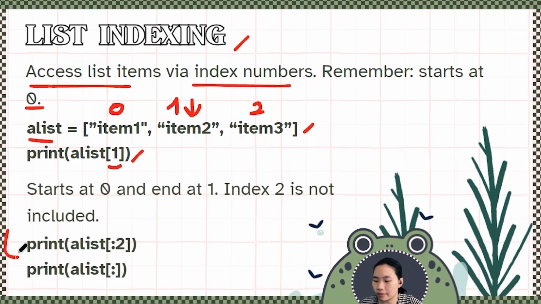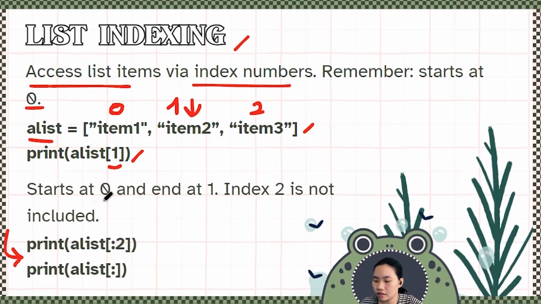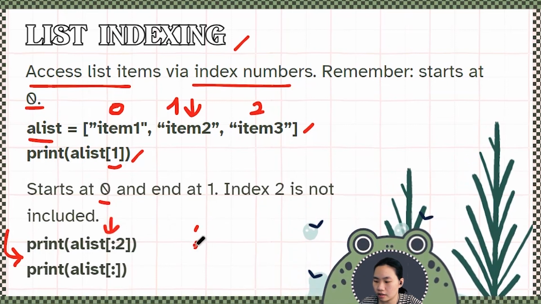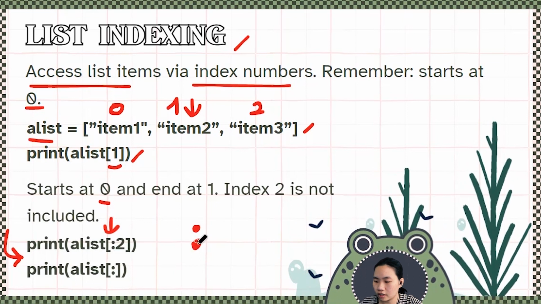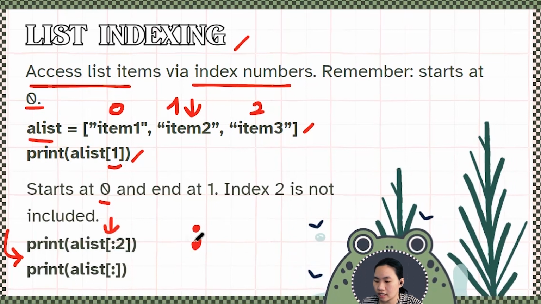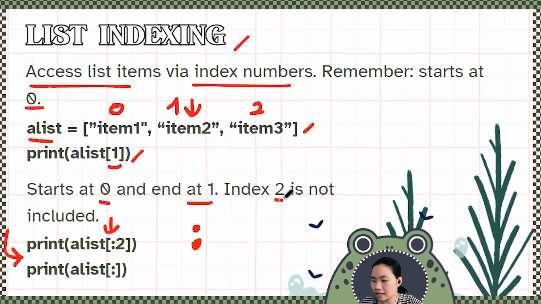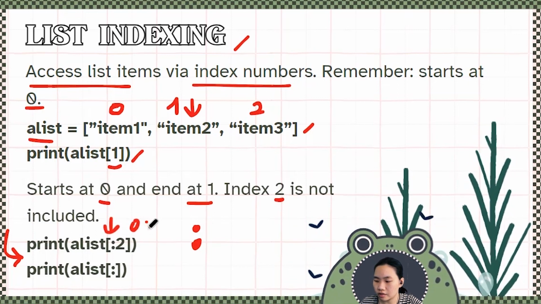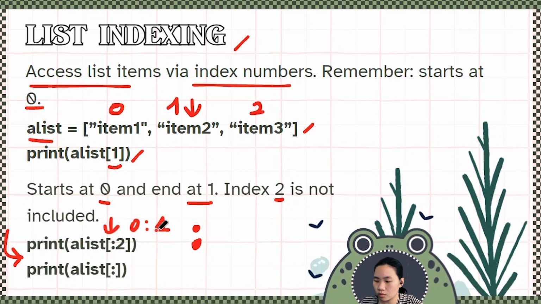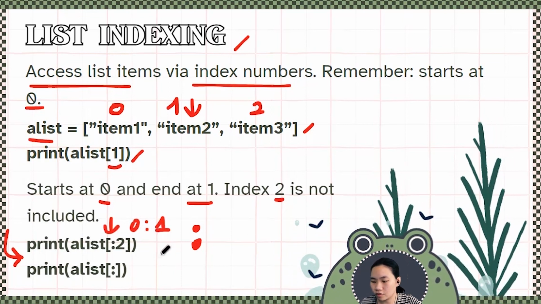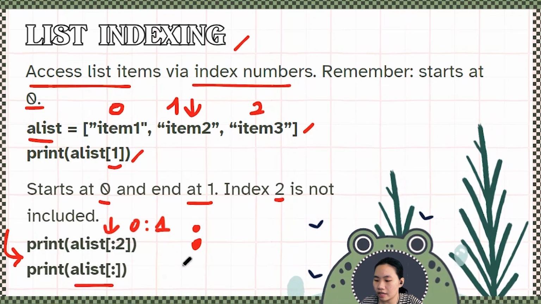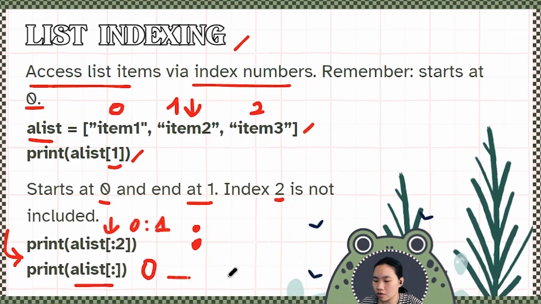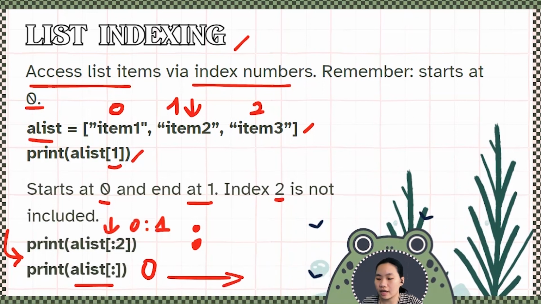Now for the second example over here, this starts at 0 because there's nothing before these 2 dots, and it ends at 1. Index 2 is actually not included. So this is from 0 to 1 instead of 0 to 2. Okay, and now a slice with nothing is basically print from 0 all the way to the end.